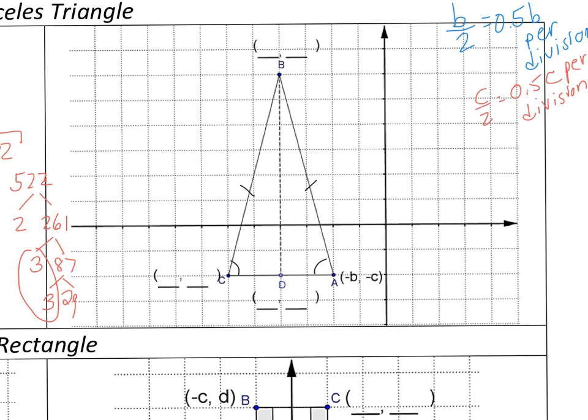Let's start with the base. So in terms of the y dimension, everything along this line has a y dimension of negative c. So we can go ahead and fill that in. For the point D here, that's located at negative c, as well as vertex C.